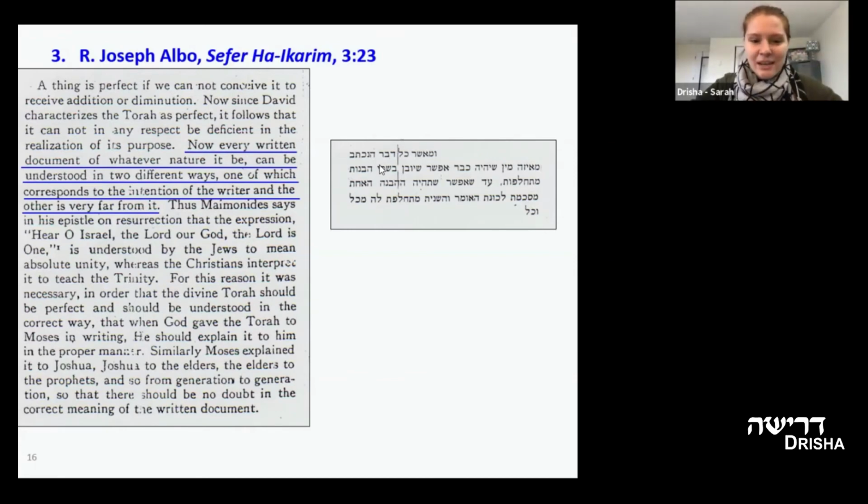For this reason, it was necessary, in order that the divine Torah should be perfect and should be understood in the correct way, that when God gave the Torah to Moses in writing, he should explain it to him in the proper manner. Similarly, Moses explained it to Joshua, Joshua to the elders, to the prophets, and so on, from generation to generation, so that there should be no doubt in the correct meaning of the written document.